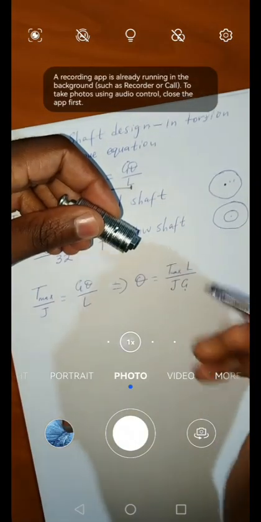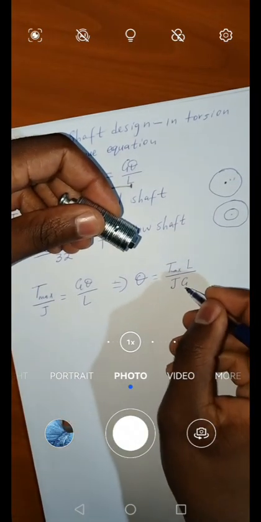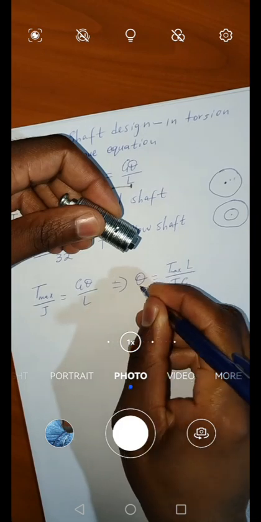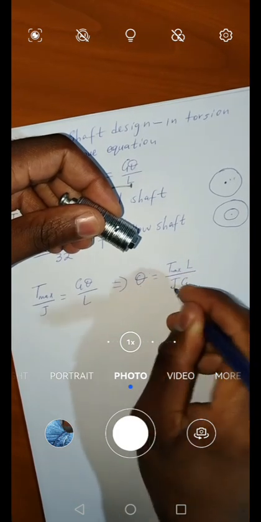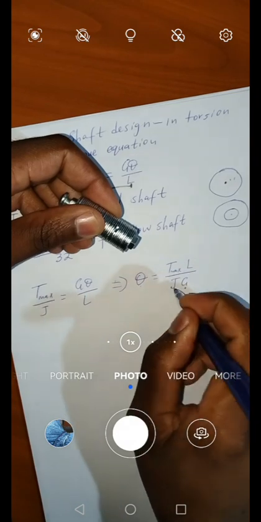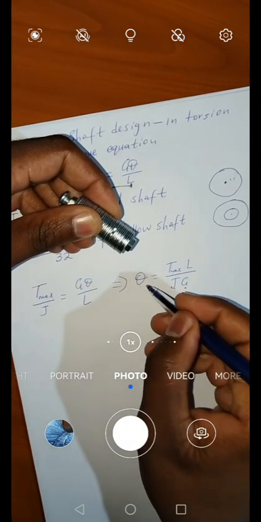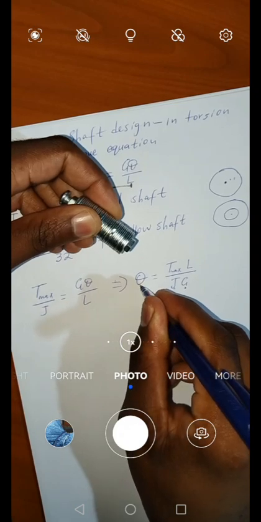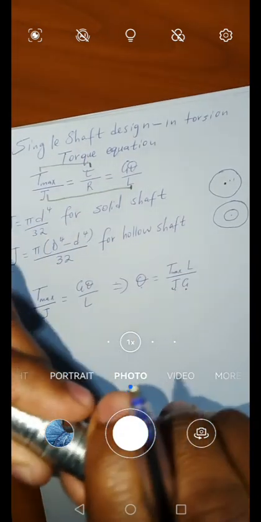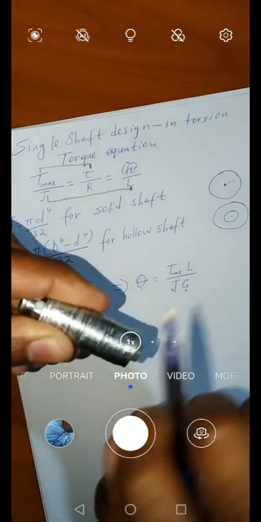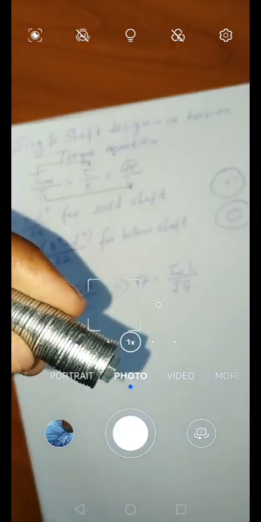So the bigger the J, which is about the resistance of the material, the smaller the angle of twist. The bigger the J, which is the resistance due to the shape of that profile in consideration, the smaller the angle of twist. So meaning that if this material is hard, then it's going to be difficult to twist it or to have the change in shape.